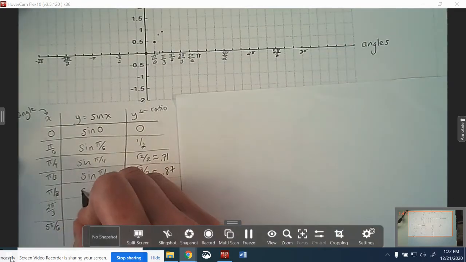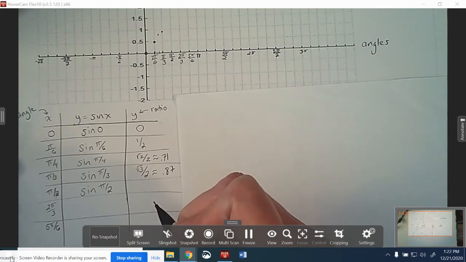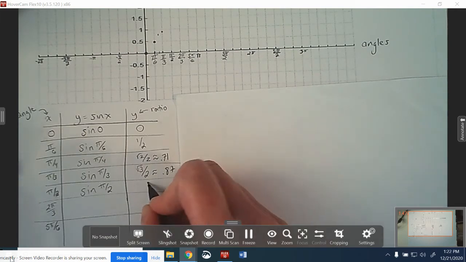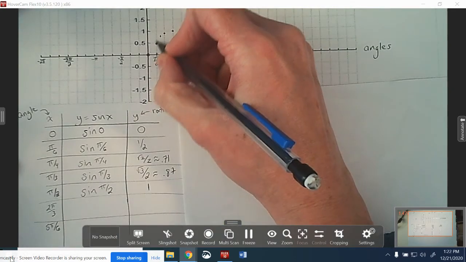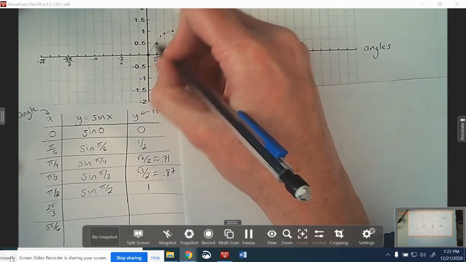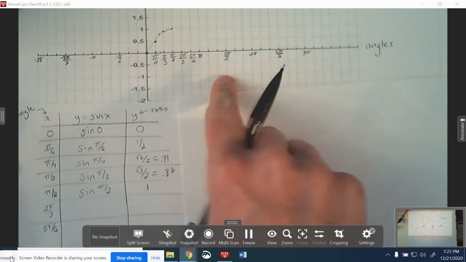The next angle is pi over 2. So look at your unit circle. Up there at the angle pi over 2, you have the point 0, 1. The value of sine is 1. So the point I'm going to plot on my graph is pi over 2, 1. All right, and you can see we start to have a graph coming in here, kind of like that. All right, let's continue our way around the unit circle to make our sine graph.